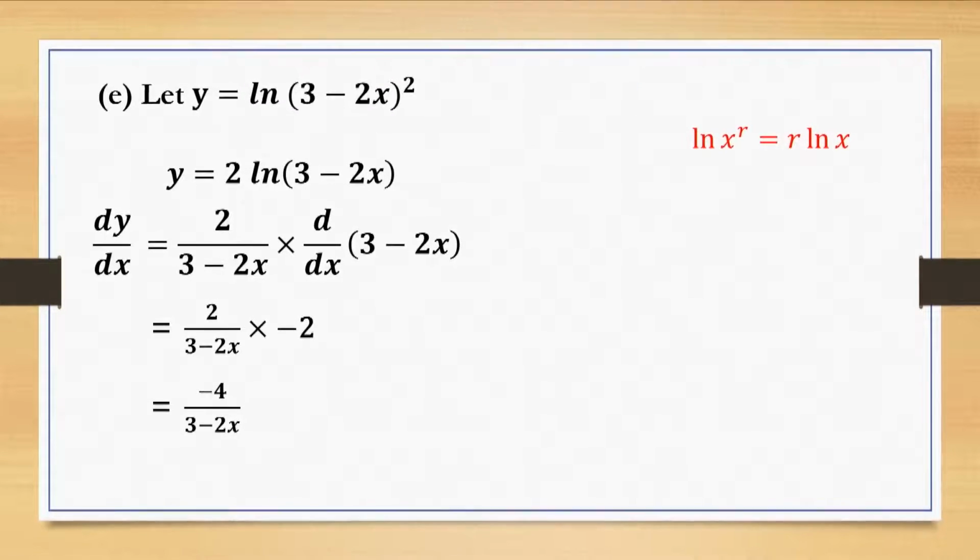So y equal to 2 ln(3 minus 2x). Now differentiating, I will get 2 over the function times the derivative of the bracket. And differentiating the bracket will give me minus 2. So dy by dx will be minus 4 over 3 minus 2x.